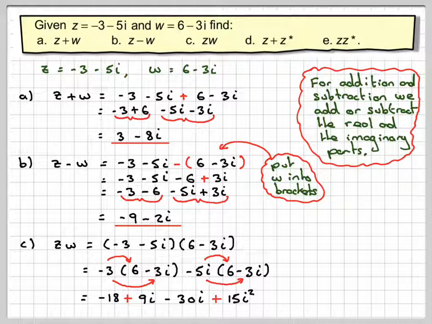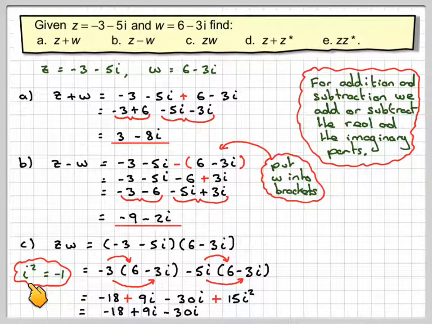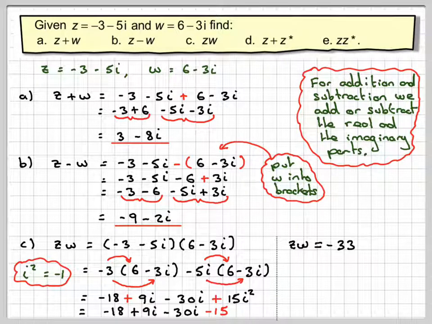Now it's better to just write i squared in to begin with. So that gives you minus 18 plus 9i minus 30i plus 15i squared. Now i is the square root of minus 1, so i squared is equal to minus 1. So this is quite an important statement when using complex numbers. So this will become 15 times minus 1, which makes minus 15. Now we can add the real bits together, so minus 18 minus 15 makes minus 33, and then plus 9 minus 30 makes minus 21i. So the final answer is minus 33 minus 21i.